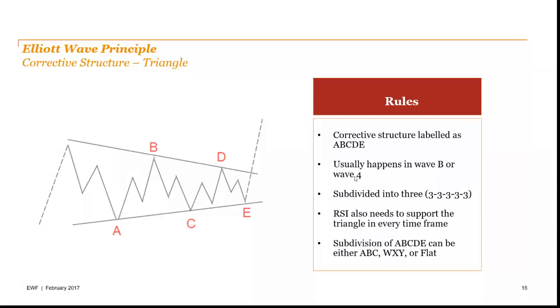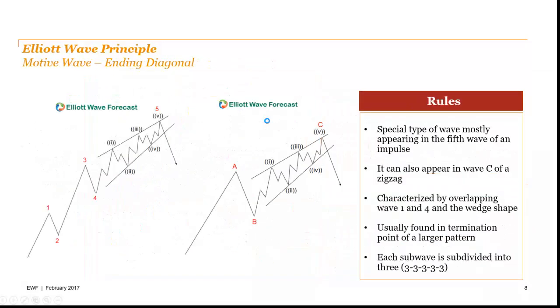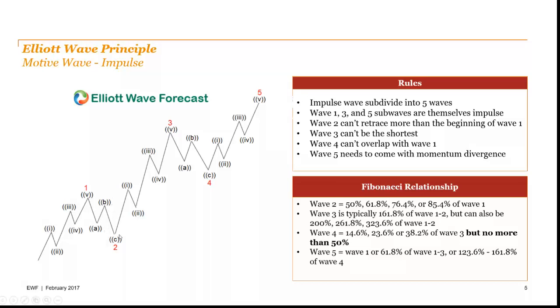The example that you saw before is a simplified version. We are assuming this is a zigzag here, this is a zigzag. But in reality, this can be a flat. Now, if this is a flat, the B can break above the beginning of A. So you can have an A, B, C like this. That's an expanded flat. So in reality, this wave 2, the subdivision can be a zigzag, a flat, it cannot be a triangle. It can be zigzag, flat, or double zigzag.